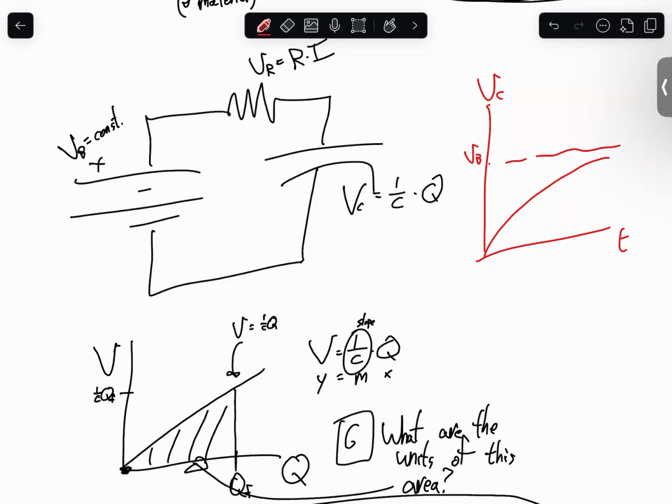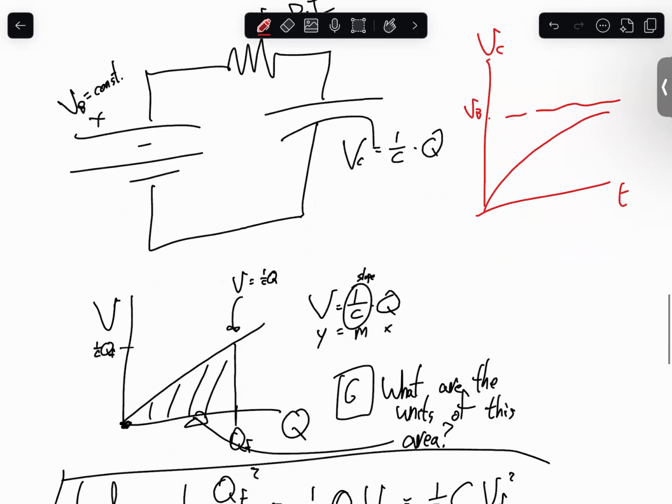Time's up. Let's see what you put. Joules. Amps. Joules. All right. So again, the question is, what are the units of volts times coulombs? I would like you to remember that volts are defined as joules divided by coulombs, joules per coulomb, energy per charge. If I multiply energy per charge times charge, I get energy.